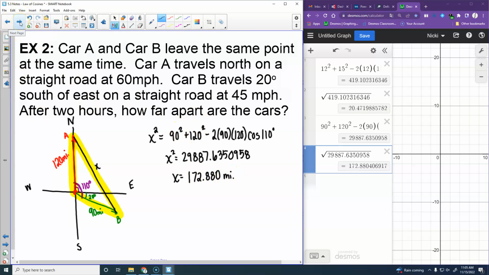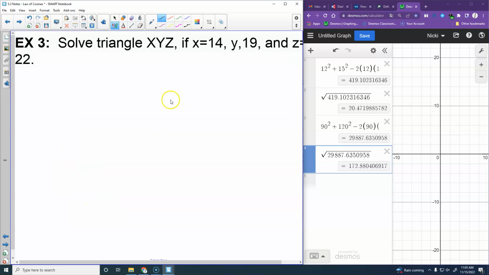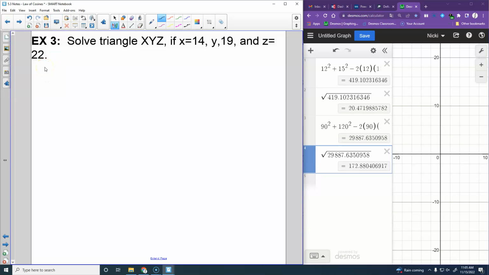Okay, questions? All right, we're going to do one more here. And so for this one, we just have 3 sides, and they ask us to solve the triangle. Okay, so if you have 3 sides, you have to use law of cosines because you don't have an angle. And if you don't have an angle, you can't use law of sines because it requires at least one angle.